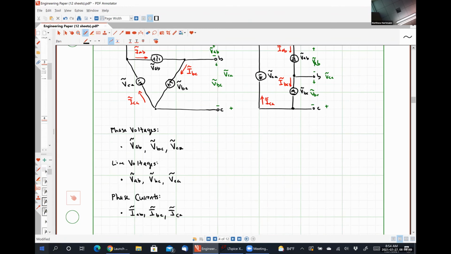So those are the quantities of interest for a delta connected source. Any questions before we move on to our load connection possibilities? All right.